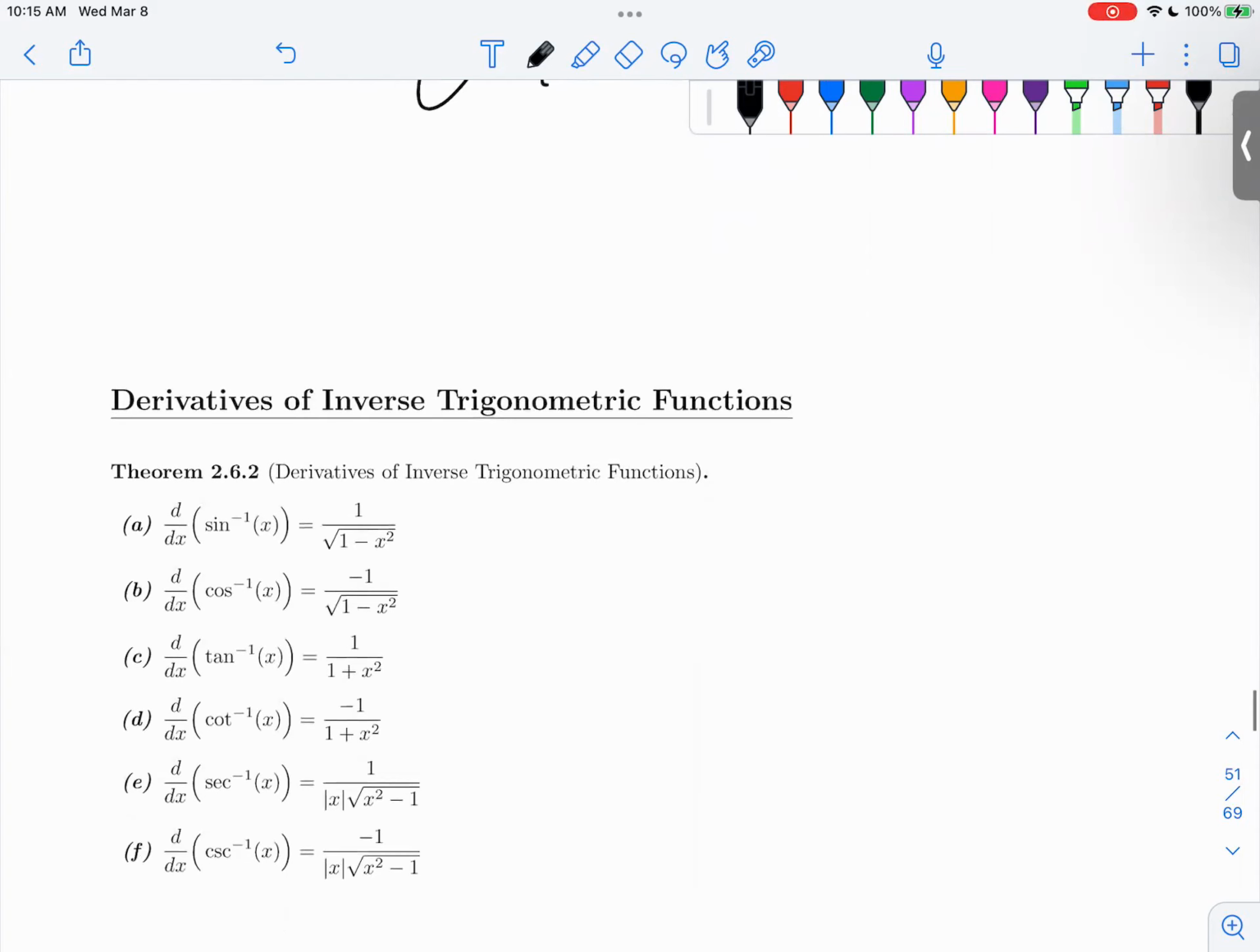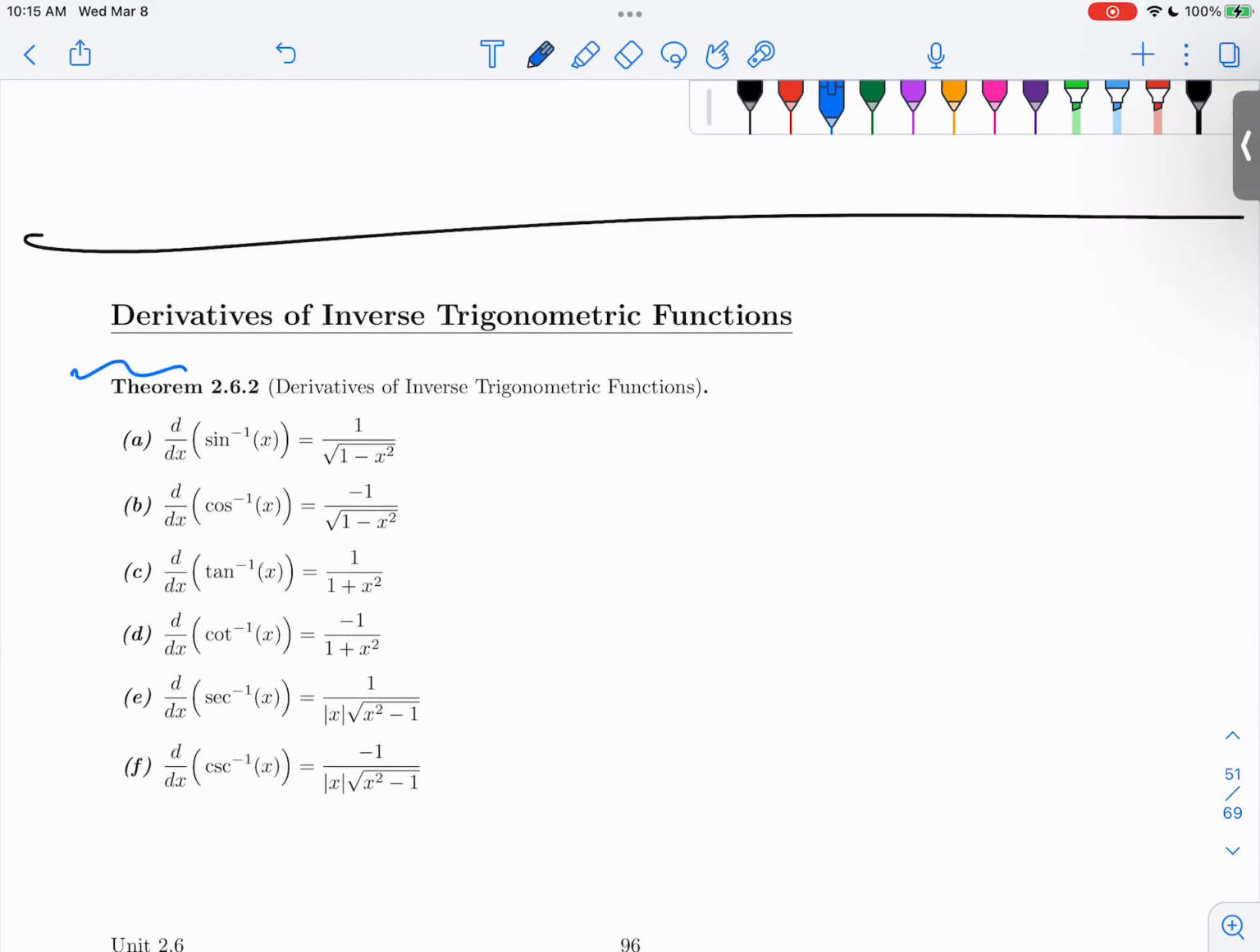The main thing I want us to know is the derivatives of inverse functions. Everything before here is not on the exam. You can basically just take a huge marker and cross it all out. But these we do need to know. So let's box these bad boys in.